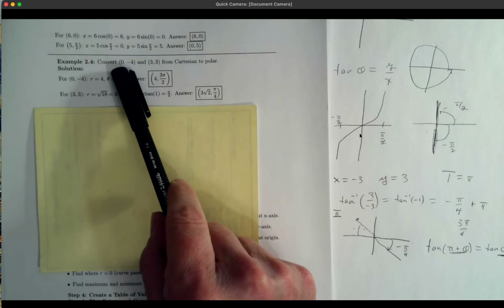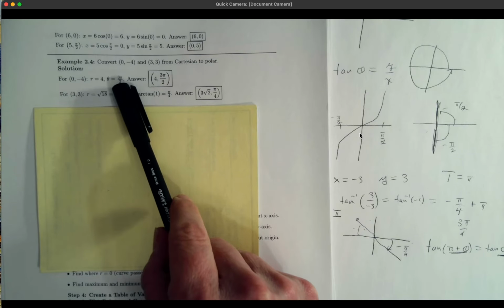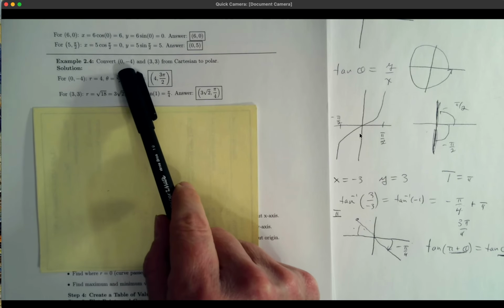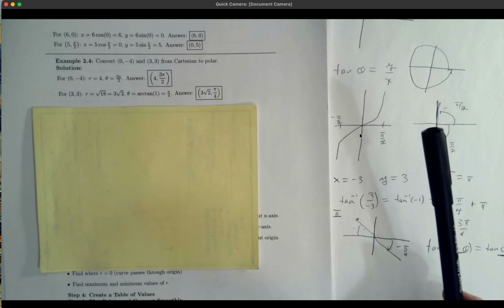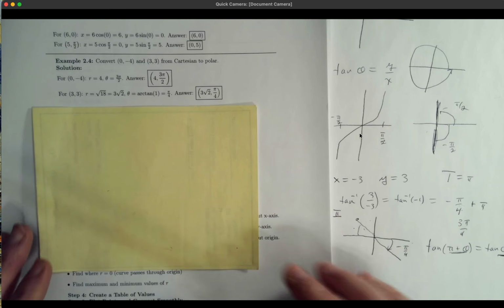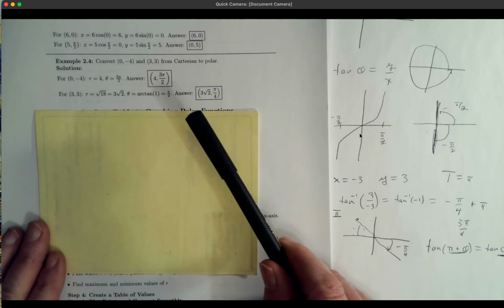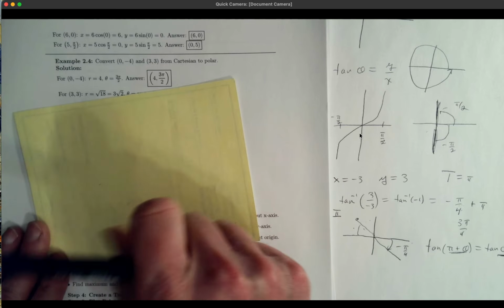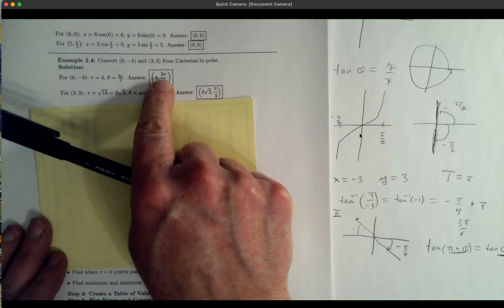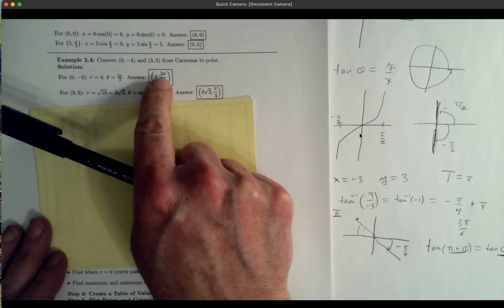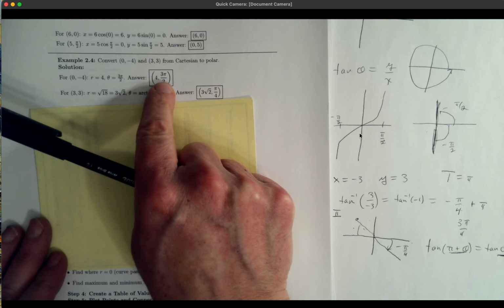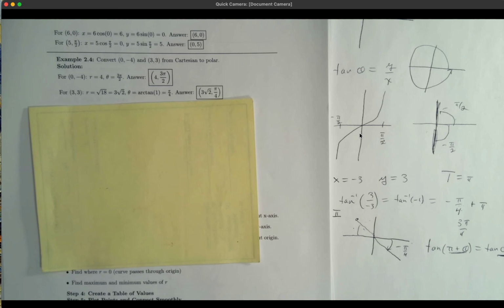Here, x equals 0, y equals minus 4. That's on the border of quadrant 3 and 4. So you should get a correct answer. They chose to do 3 pi over 2. You could have also done negative pi over 2. That would have been a correct answer too.